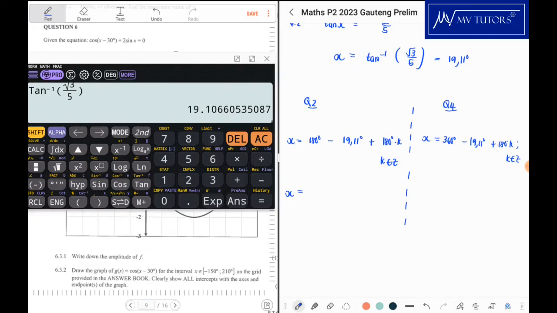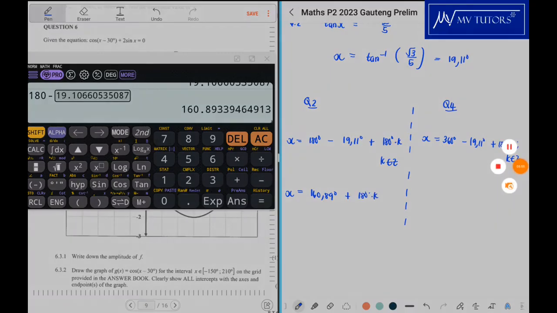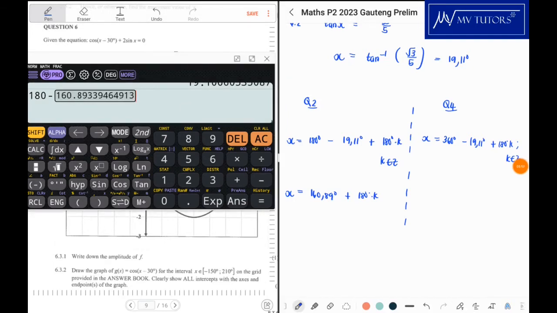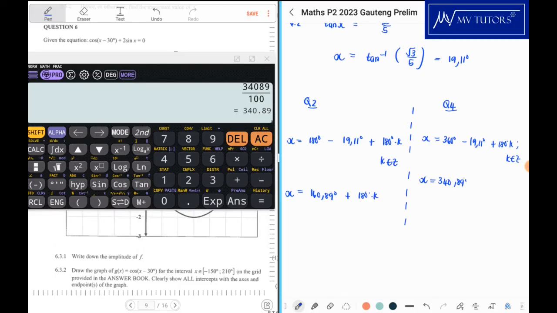If we take 180 and we subtract the answer, we get 160,89. Okay, 160,89 degrees plus 180 times k. And now if we take 360 minus 19,11, we get an answer of 340,89 degrees plus 180 times k.